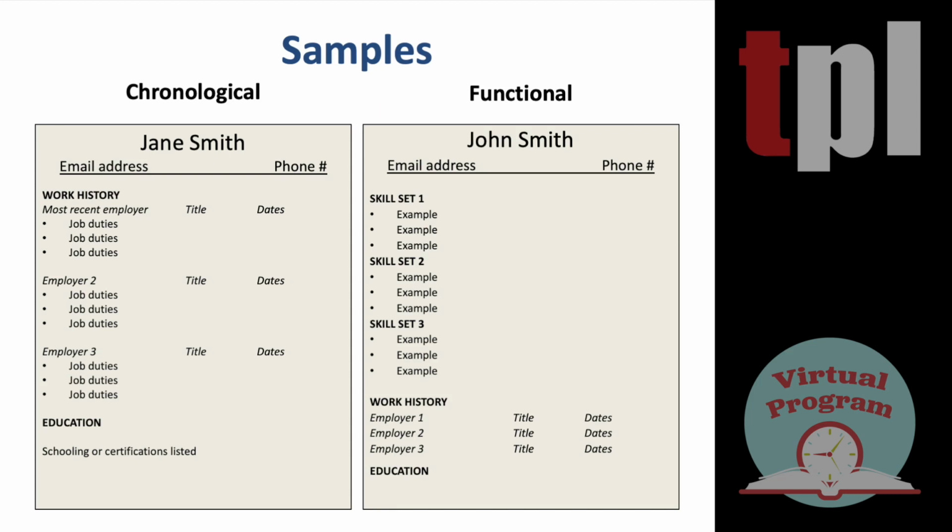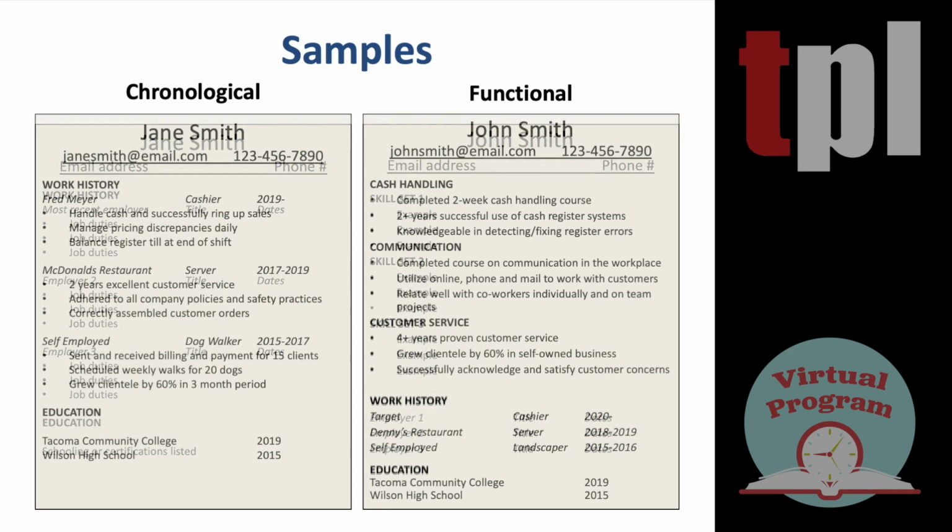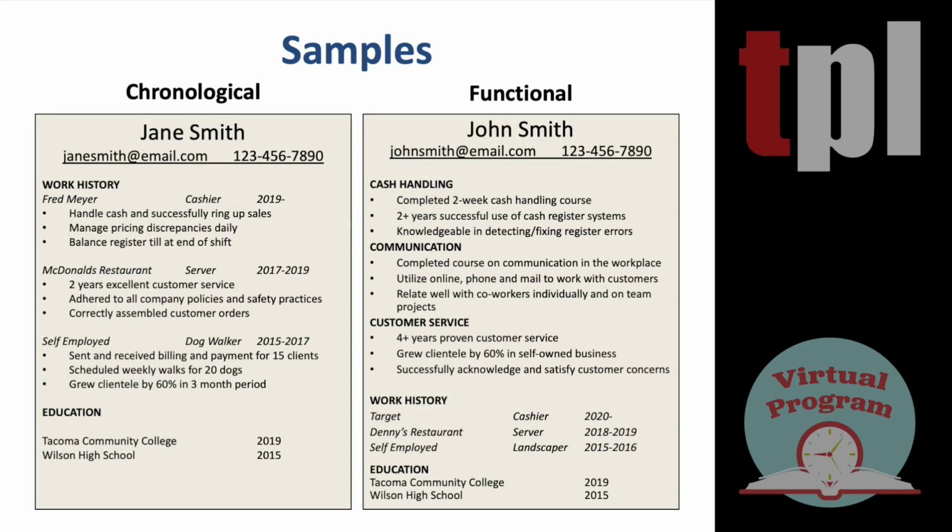And then this area is followed by education. Now we're looking at those same templates, but with filled in detail. On the left with chronological, Jane Smith has her heading, and then we launch into the work history. Notice her first position listed is Fred Meyer. She's a cashier, and she's been working there since 2019. The open dash indicates she's still working there.